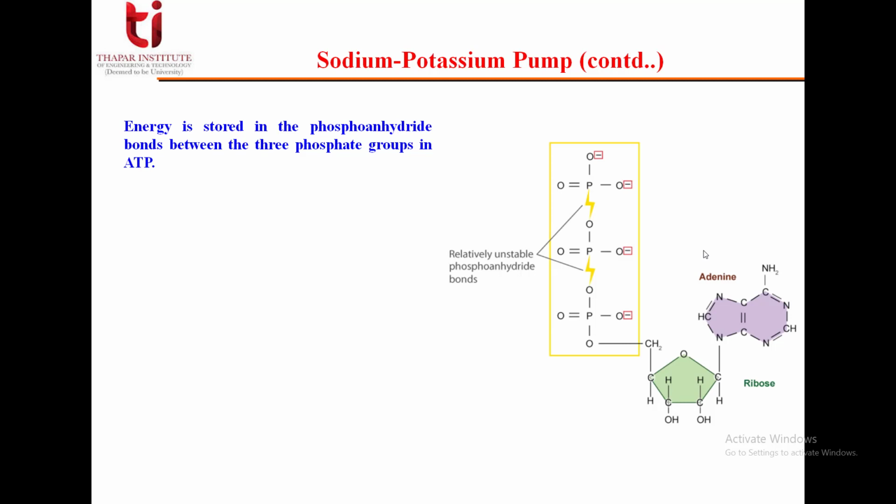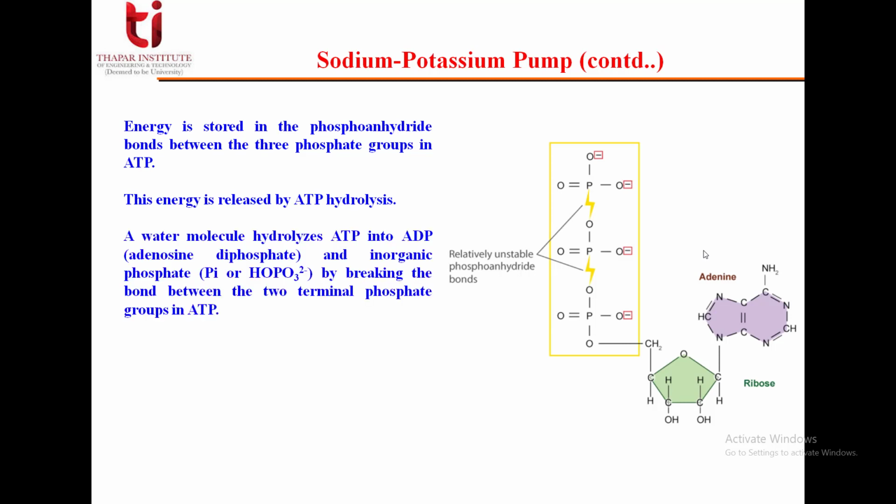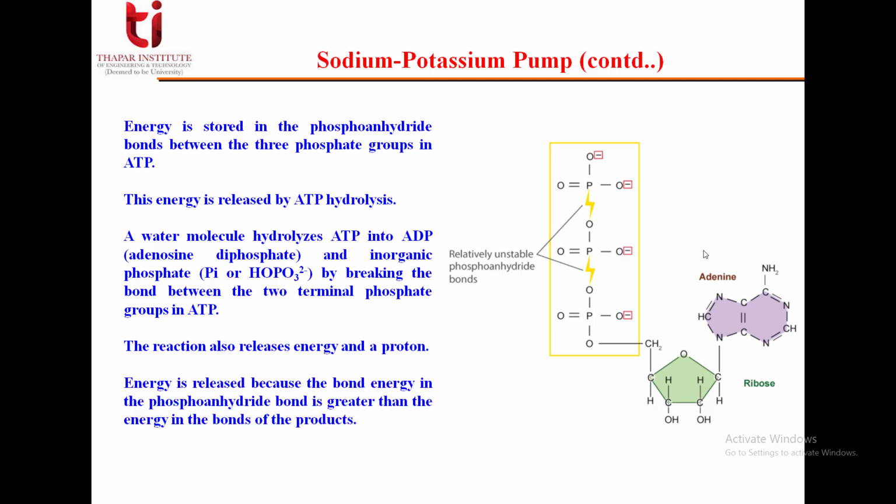Energy is stored in the phosphoanhydride bonds between the 3 phosphate groups in ATP. This energy is released by ATP hydrolysis, where a water molecule hydrolyzes ATP into ADP, that is adenosine diphosphate, and inorganic phosphate by breaking the bond between the 2 terminal phosphate groups in ATP. This reaction also releases energy and a proton. This energy is released because the bond energy in the phosphoanhydride bond is greater than the energy in the bonds of the products. You can see this in the equation also.